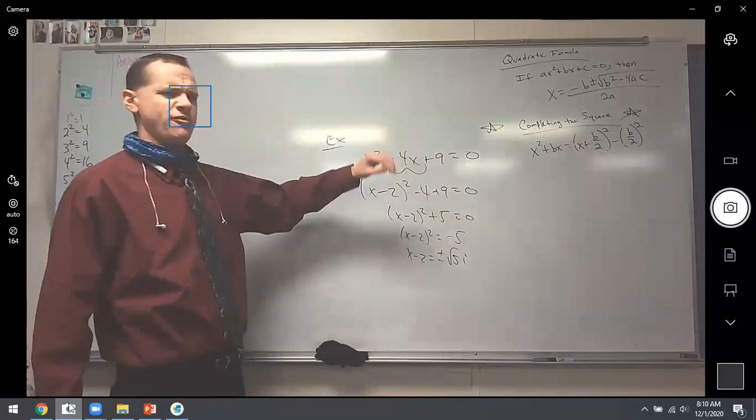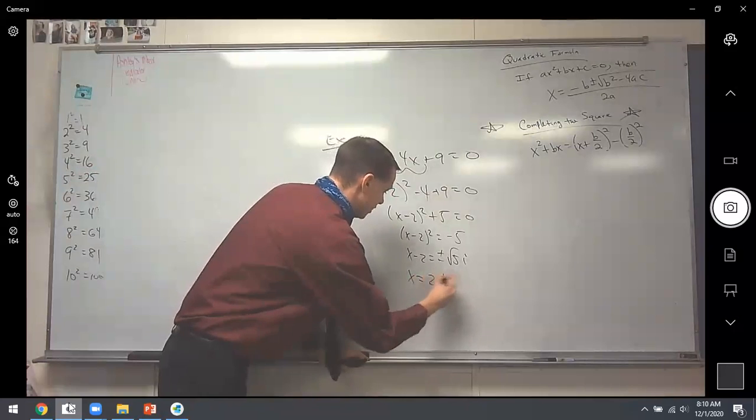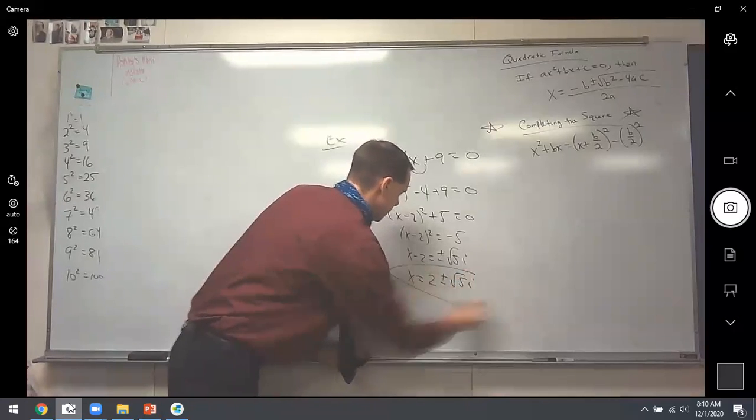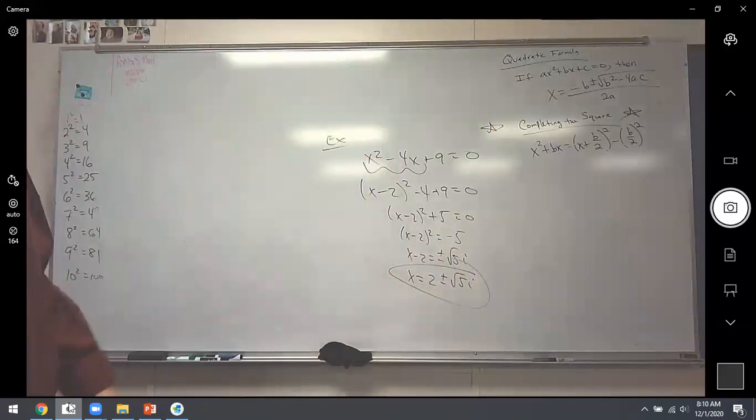I don't want to dock you like a half point or something like that because you look like a square root of 8 or something like that. And then just do whatever you got to do to get the x by itself. So here's my 2 answers. If you move the 2 over, it'd be 2 plus or minus the square root of 5i. And that's all there is to completing the square.